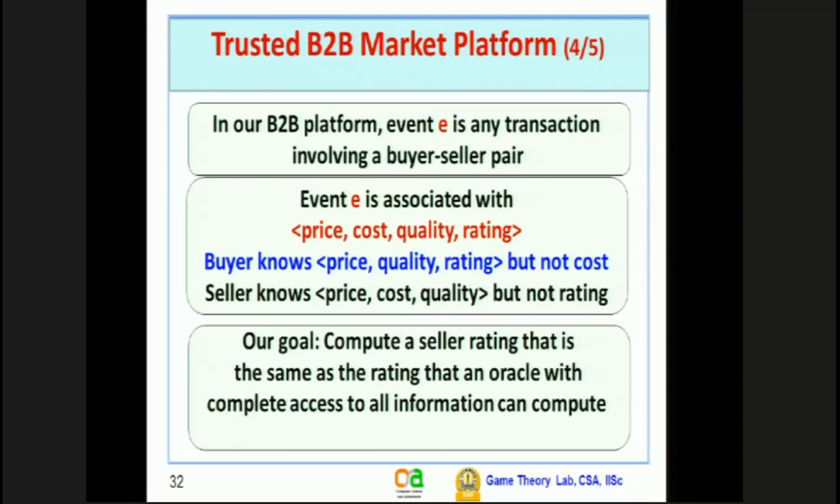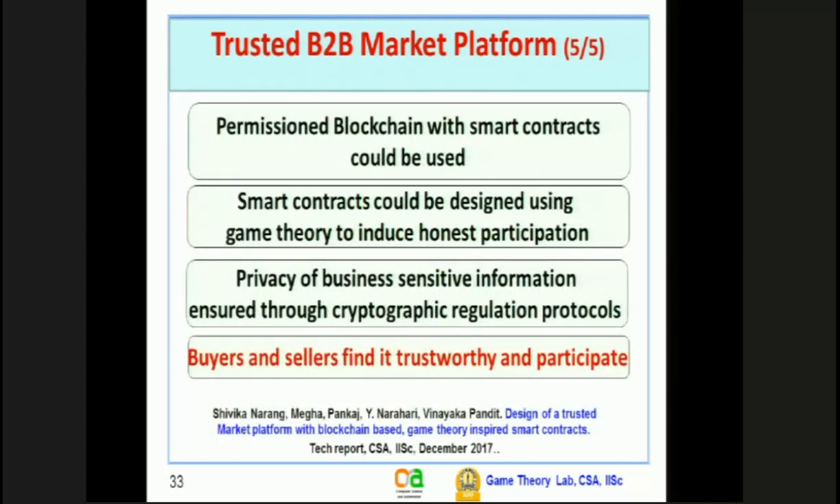So what we essentially did is that a solution to this problem in the blockchain context is that you can use a permissioned blockchain with smart contracts, where the smart contract is a programmatic representation of the mechanism that you have designed. Maybe the mechanism that you have designed, an incentive compatible mechanism which makes the participants behave honestly, could be broken down into several smart contracts. So all these smart contracts now are part of the blockchain.